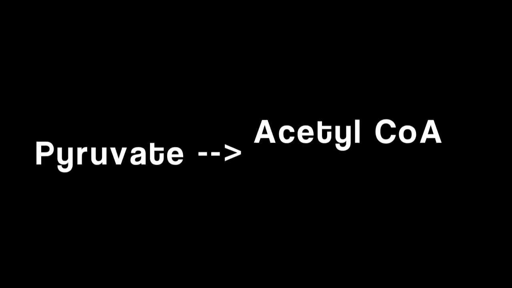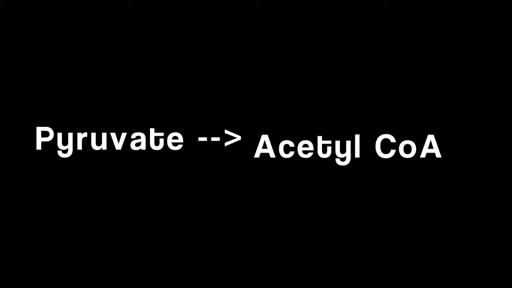The next step in cellular respiration is pyruvate oxidation. The purpose of pyruvate oxidation is to transform the 2 molecules of pyruvate obtained in glycolysis into 2 molecules of acetyl-CoA. This process reduces 2 NAD+ molecules into 2 molecules of NADH.